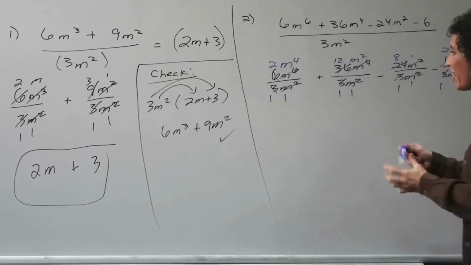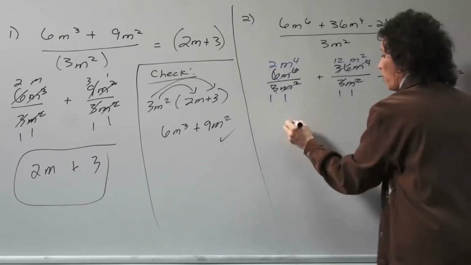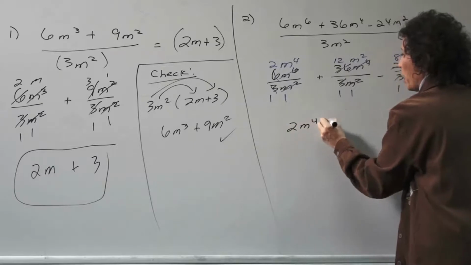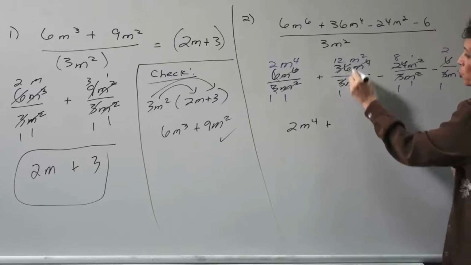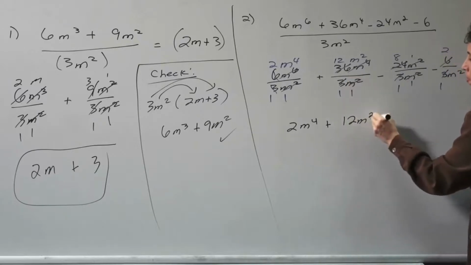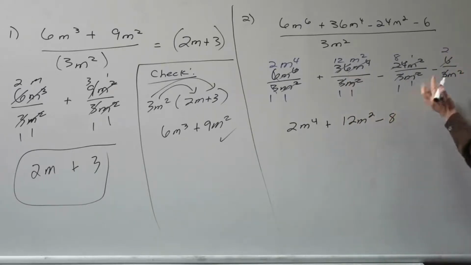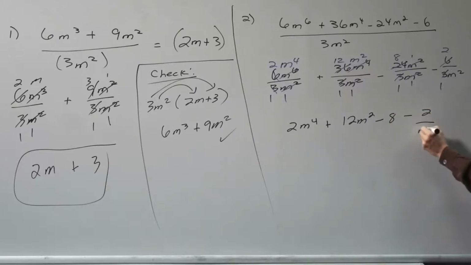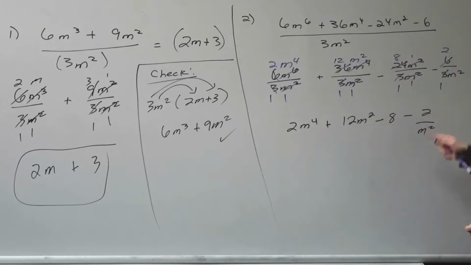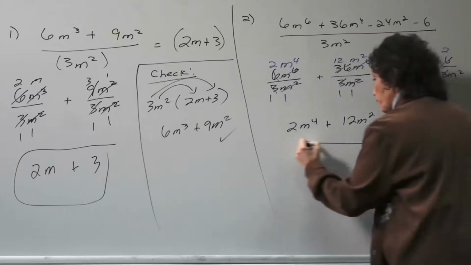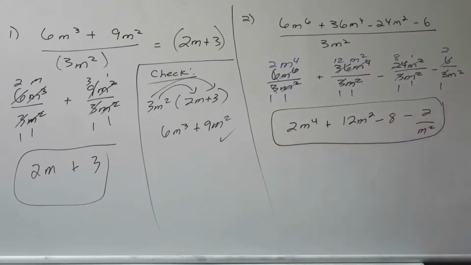So to write this answer, it is 2m to the 4th plus, because it's a positive divided by a positive, 12m squared minus 8, just 8, minus 2 over m squared. Do not extend this line over the whole thing. It's just over m squared. The 2 is just over the m squared. Okay? So that's my answer. It looks funny, but that's it.